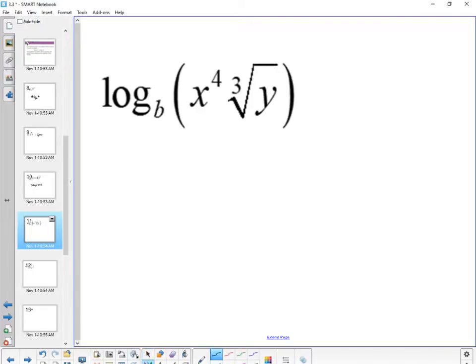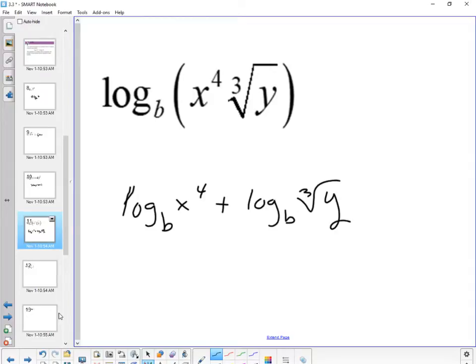Gunner's going. Go. Log base b of x to the 4th, plus log base b of the cube root of y. Now you can keep going here. You know that, right?